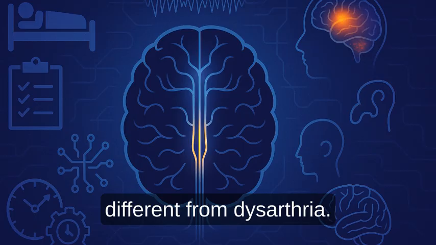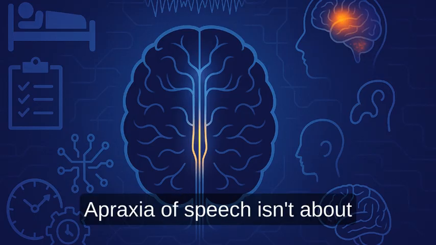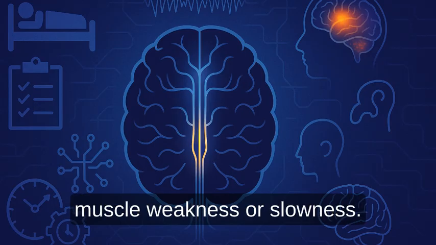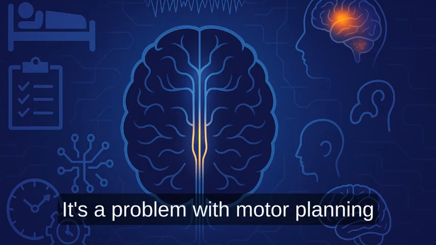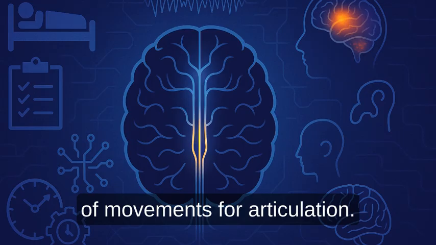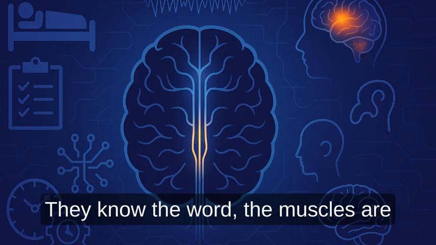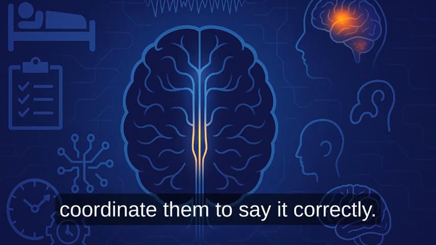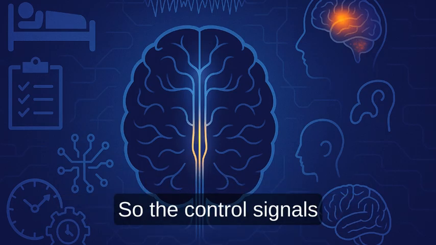That's different from dysarthria. How? Apraxia of speech, AOS, isn't about muscle weakness or slowness. It's a problem with motor planning or programming the sequence of movements for articulation. They know the word, the muscles are strong enough, but they can't reliably coordinate them to say it correctly. So the control signals are getting mixed up?